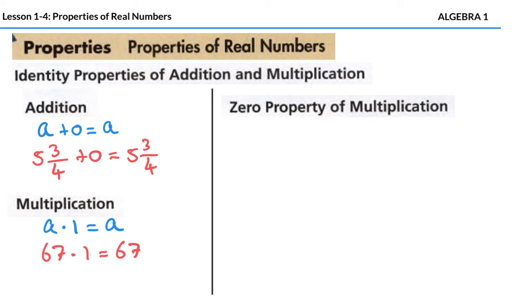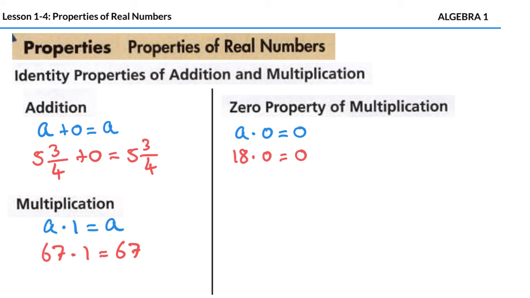What does the 0 property of multiplication state? It says that the product of any real number a and 0 is always 0. For example, a times 0 will be 0. We can take an example, 18 times 0 is 0. So, this is the 0 property of multiplication.